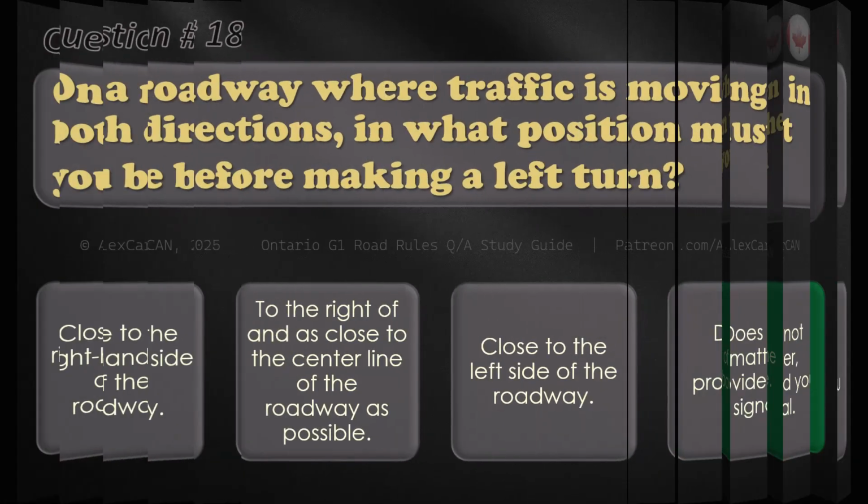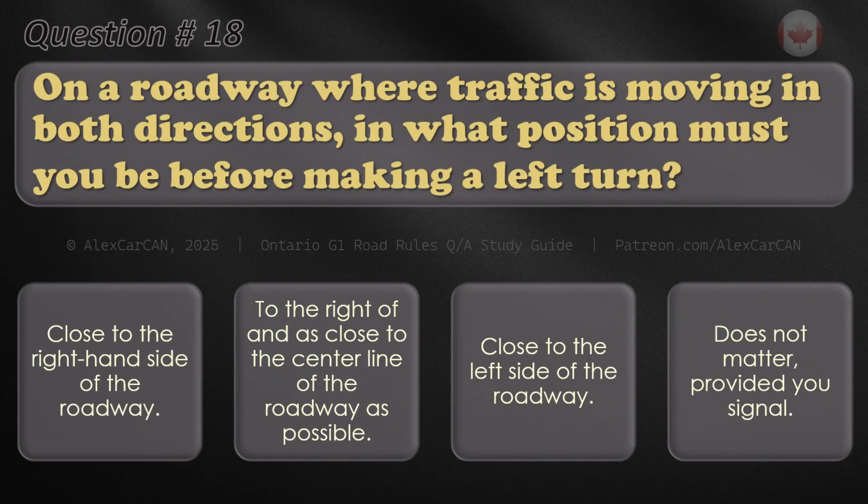Question number 18. On a roadway where traffic is moving in both directions, in what position must you be before making a left turn? Close to the right-hand side of the roadway. To the right of and as close to the center line of the roadway as possible. Close to the left side of the roadway. Does not matter, provided you signal.